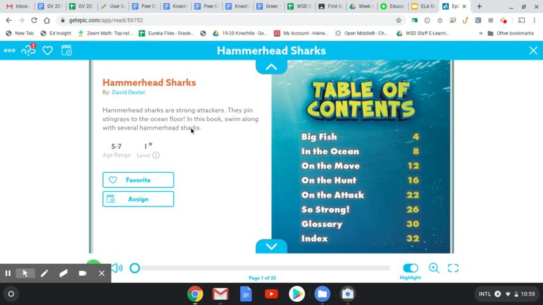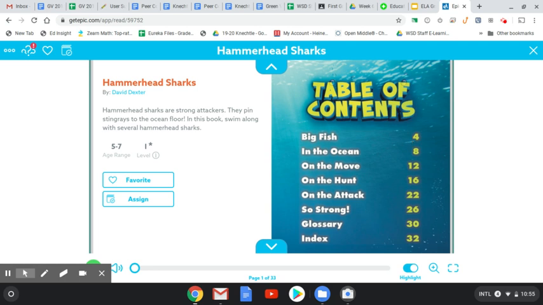And then moving on, we have our very second text feature already. Our first one was the title page, and our second one is a table of contents. So the table of contents gives you an overview as to what's in the book. So if you want to go, hammerhead sharks, I wonder what I'm learning about. Well, you can look. You're going to learn that they are big fish. And what's neat is that it's telling you you're going to learn about big fish, but it'll also tell you what page number it's on. It's going to be on page 4.